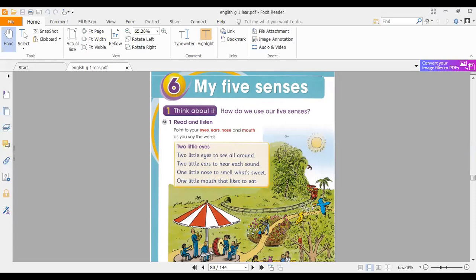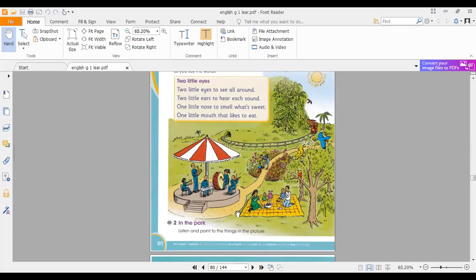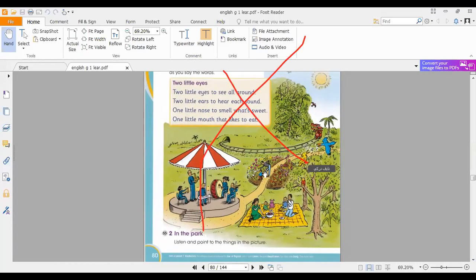Okay, that was our track number 54 that you can find in your CD 2. That is in the end of your books. Moving on further, in the park, listen and point out to the things in the picture. So what I'm going to do, I'm going to play the track. First of all, listen to it carefully, and then we are going to point out the things which are in the park.